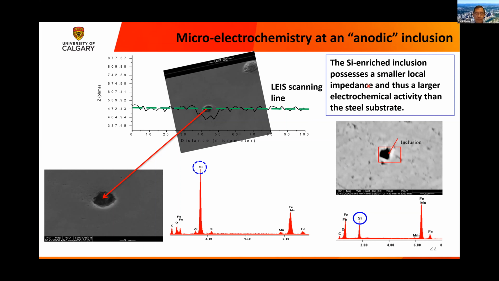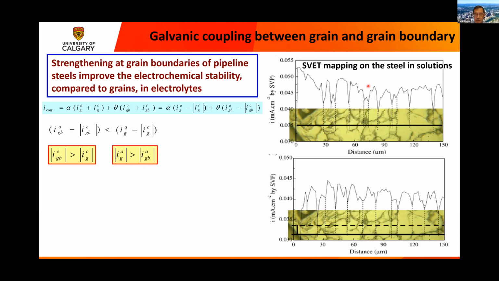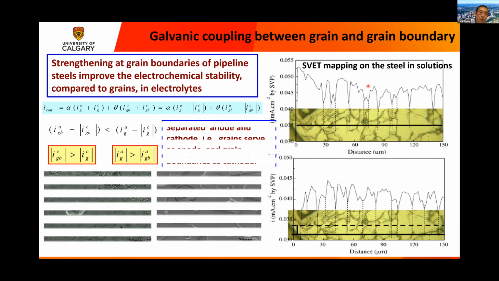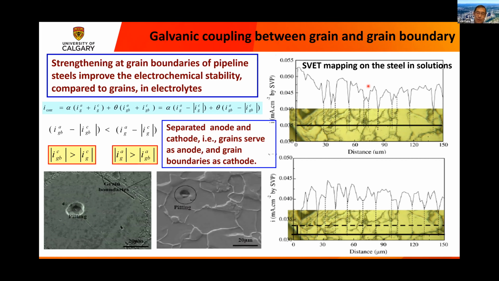Different types of metallurgical features in the metal can give preferential localized corrosion, but based on different mechanisms. Another one: if we look at the microstructure of metals, we can always observe the grains and grain boundaries. These grains and grain boundaries have different electrochemical activity. We can also use the micron electrochemical techniques to characterize the different electrochemical and corrosion activity. We found that the grain and the grain boundary have different corrosion activity.